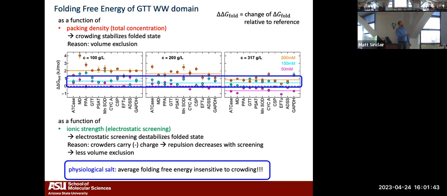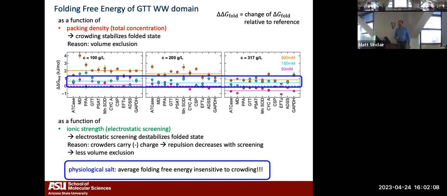And while overall, if you look at, for example, high concentration or low salt concentration, the packing has a significant effect, but at physiological salt concentration, the impact is actually minor, almost nothing. So that's interesting. I cannot explain it, but it's kind of weird that at physiological salt concentration, the system doesn't really care if it's very dilute or very densely packed like it is in the cell.